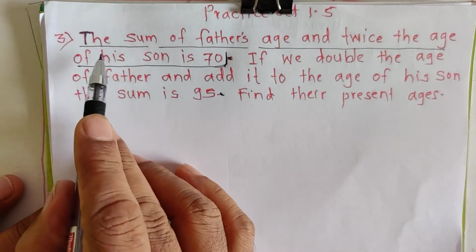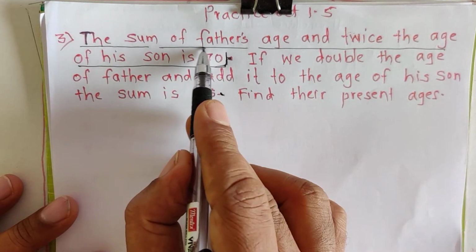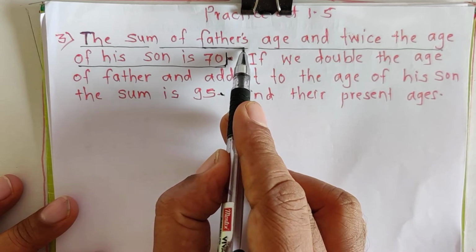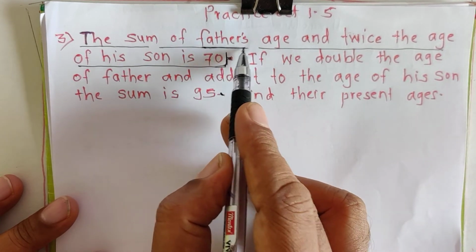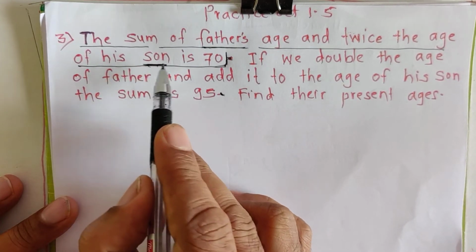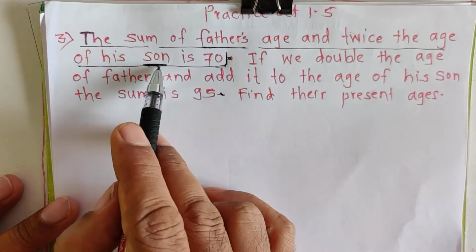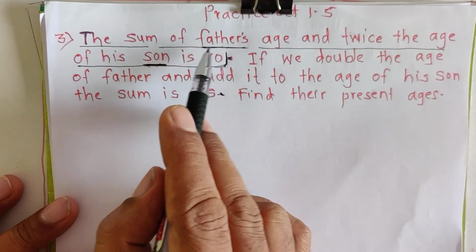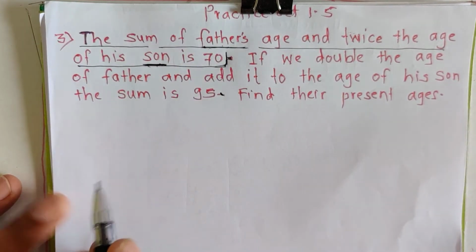But what is given? The sum of father. Which one is older? Father. So let the father's age be x, and which one is younger? The smaller number be y. So here father is elder and son is younger. So the greater number, let it be x.